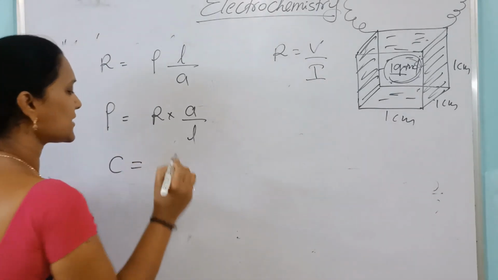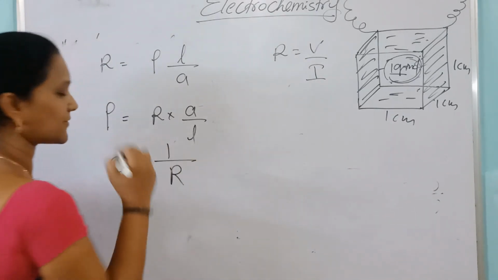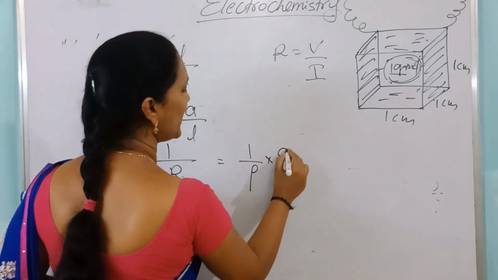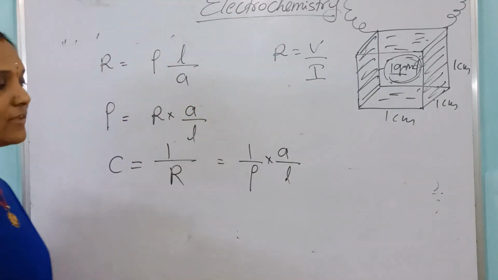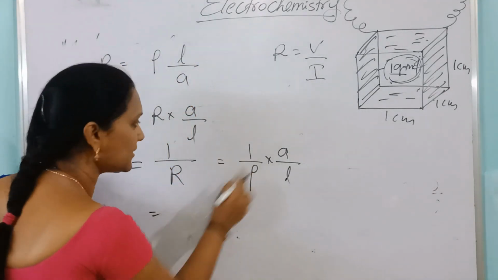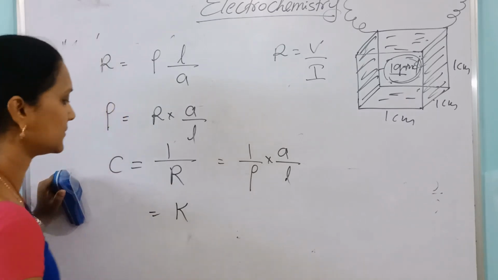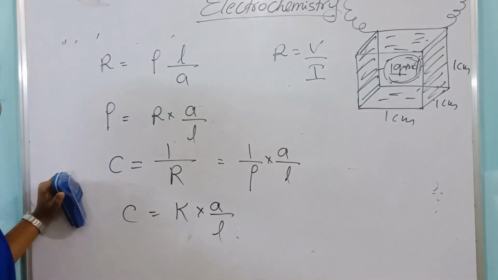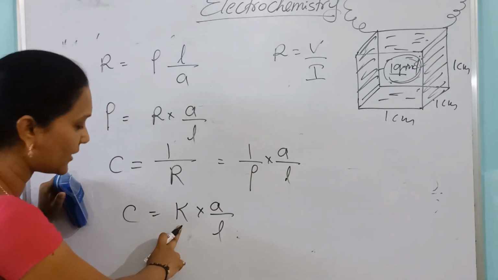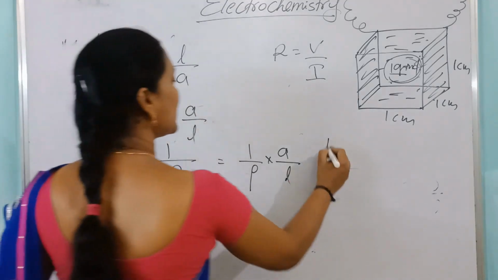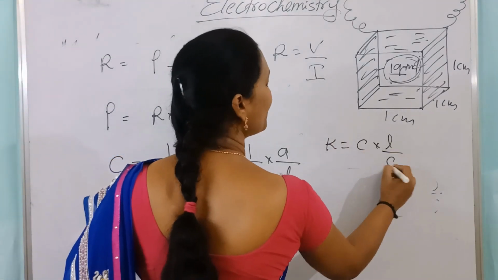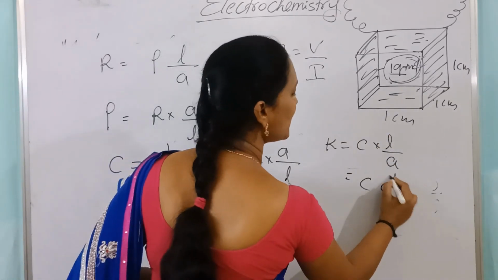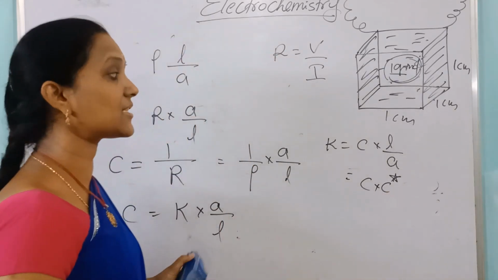And to calculate the conductance, it is the reciprocal of this resistance. If resistance is not given, it is 1 by rho into A by L. Resistivity given, the reciprocal of this resistivity is nothing but what we take as constant K. So C is equal to K into A by L. If specific conductance or conductivity is given, how to calculate this conductivity? K is equal to C into L by A. L by A is nothing but the cell constant, C star. So K is C into C star, the cell constant.